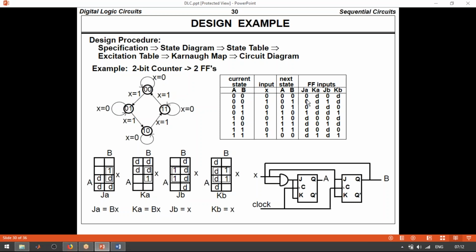So actually, 0 D means don't care. Why will we get don't care here? Actually, if you are considering the JK flip flop, what is the output of a normal truth table for the JK flip flop?